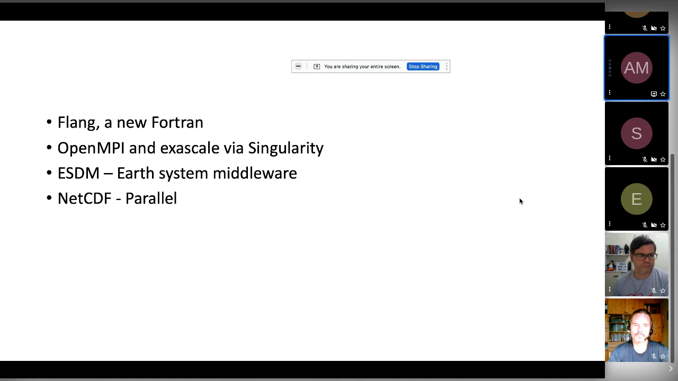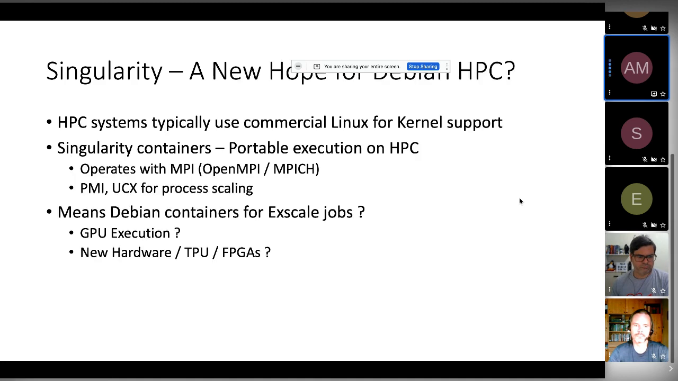The second part I was looking at was Open MPI and Singularity. Singularity is a Docker-like container that we use for HPC systems. We use it at ICHEC, the Irish Centre for High-End Computing, where we run it on our main system, and it's available in many HPC systems around the world.